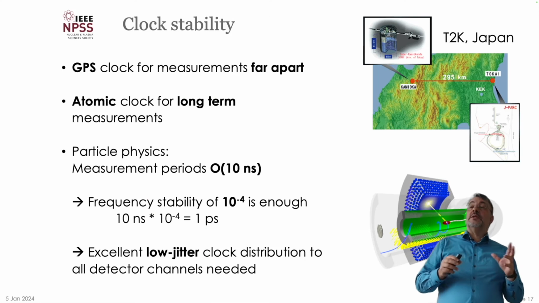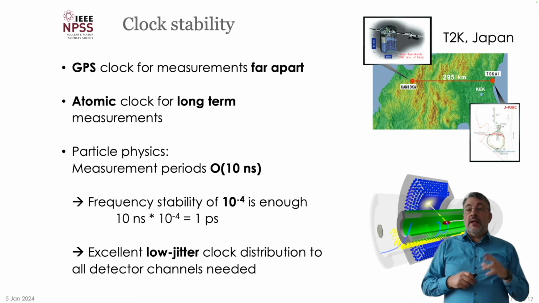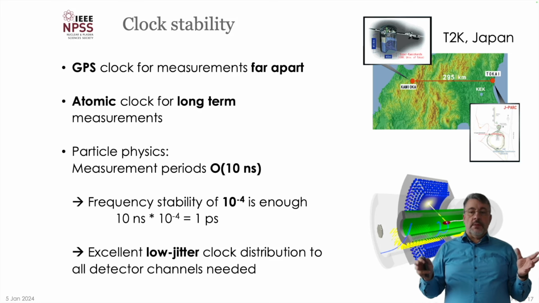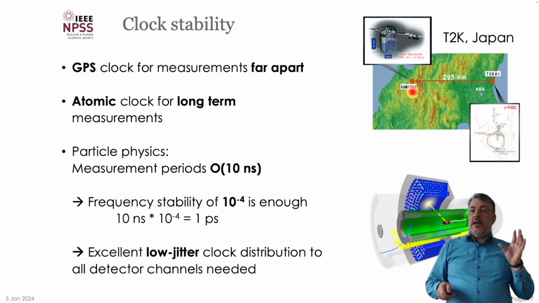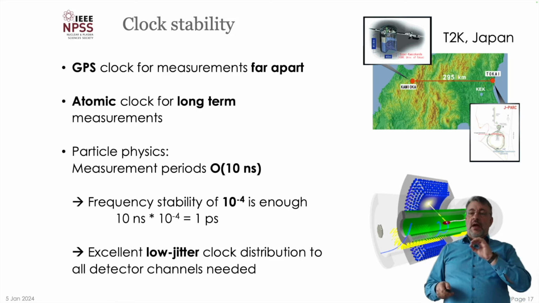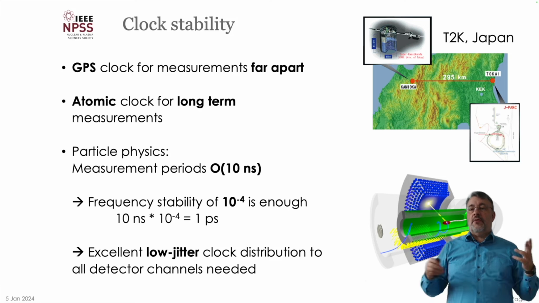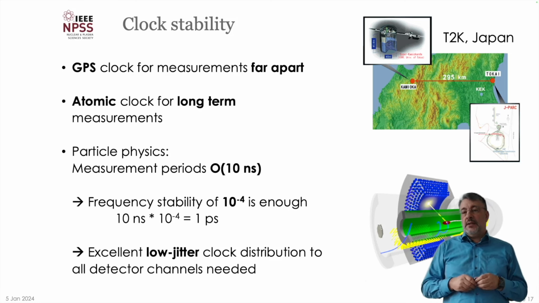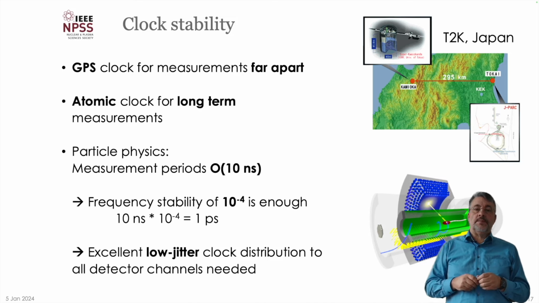What kind of clock stability do you need? Well, GPS, I mentioned already, you need this for experiments which are far apart. Assume you have typically astronomical experiments, or here neutrino experiments, which are hundreds of kilometers apart. There it's almost impossible to have a clock distribution line over many hundred kilometers, so use GPS for this, and you are happy with your 100 nanoseconds of accuracy.